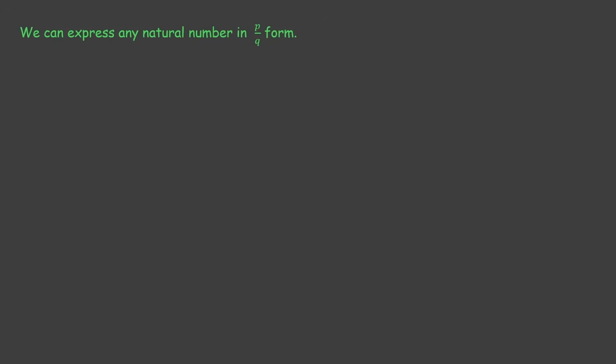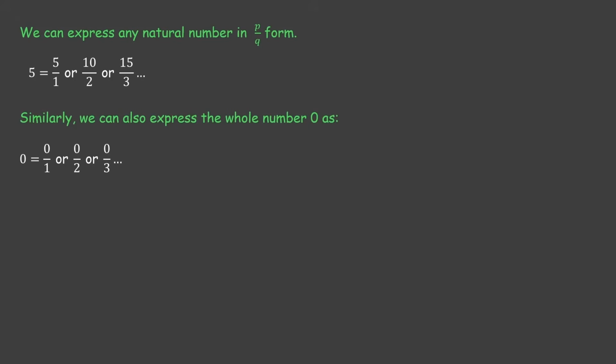We can express any natural number in P by Q form also. For example, we have 5 and we can write it as 5 by 1 or 10 by 2, which simplifies to 5, or 15 by 3, which simplifies to 5 again. Similarly, we can also express the whole number 0 as a rational number. 0 by 1, 0 by 2, 0 by 3.